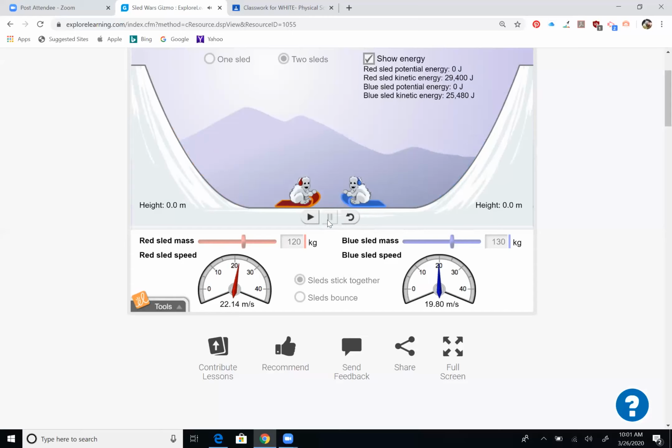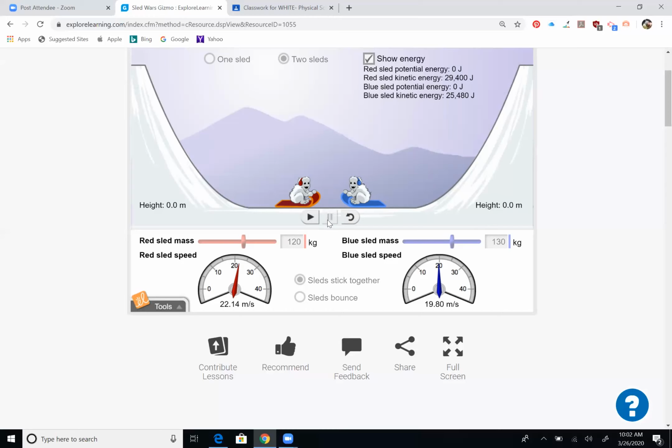All right, so we have a speed for the red sled, 22.14 meters per second. Speed of the blue sled is 19.8 meters per second. The momentum, anyone want to try to calculate this on their own to know that you know how to do it? Because this is part of your test. Any volunteers?